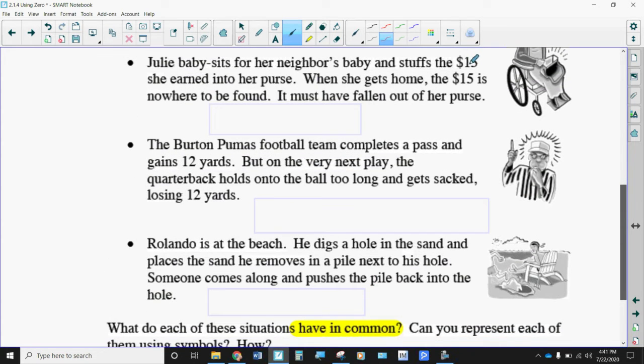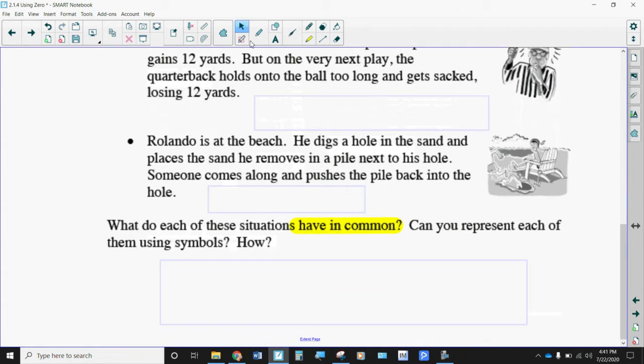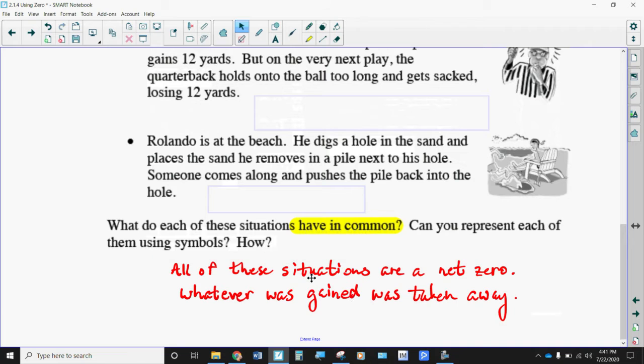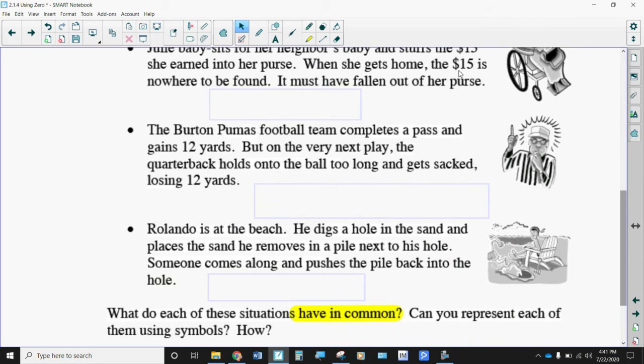She makes $15, but then she loses $15. They gain 12 yards, but then the next play they lose 12 yards. They dig a hole, but then they fill that hole right back up. What's happening in each one of these situations? Well, I think you kind of are getting the idea. All these situations are a net zero. Whatever was gained is taken away.